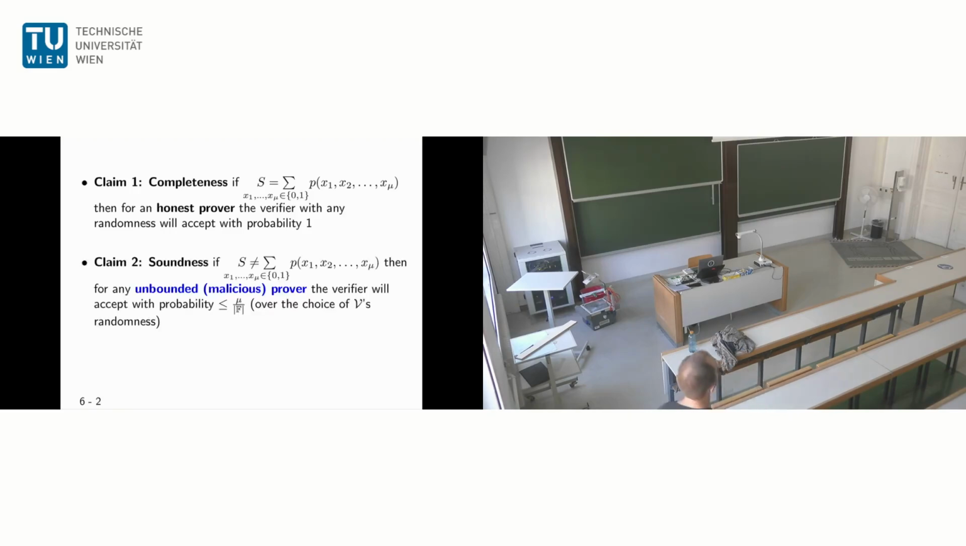Then soundness is more interesting. If the claim does not hold, then I will show you that for any unbounded malicious prover, the verifier will accept with probability bounded by the dimension over the size of the field, which for larger fields is usually a negligible term. And here, a remark: this is the impressive thing about this protocol, that it holds for unbounded provers. It's unconditionally true. We don't have any cryptographic assumptions here.